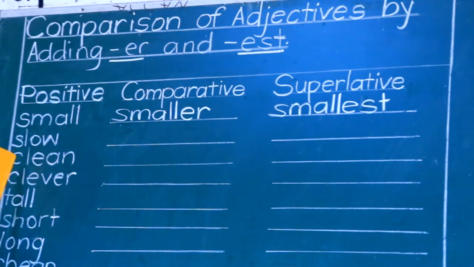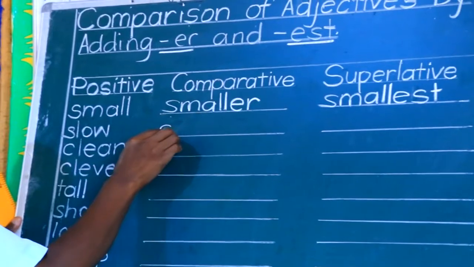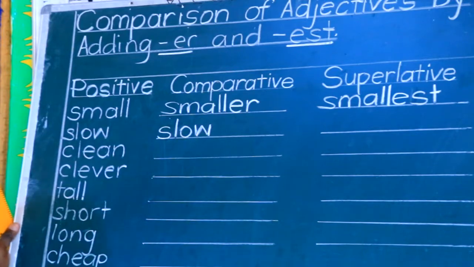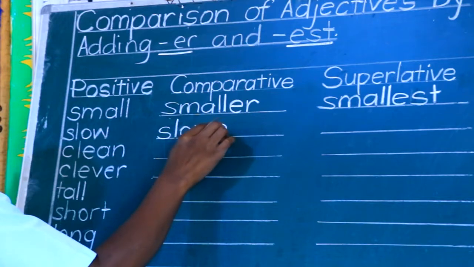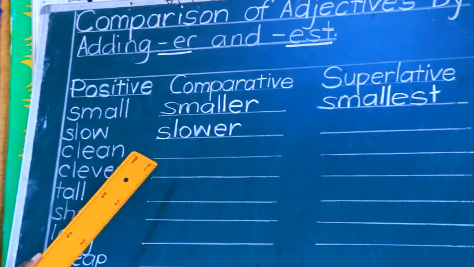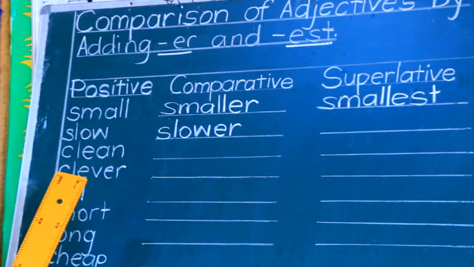We got the next one, which is slow. We are going to do some of them together, then the rest. You'll be able to complete that list as it appears on the board and as it appears in your workbook. We have slow. You write the positive degree, which is slow. After writing slow, what does the rule say? Add ER to form the comparative. You'll notice you have formed a new word, which is slower. So slower is the comparative degree of the adjective slow.